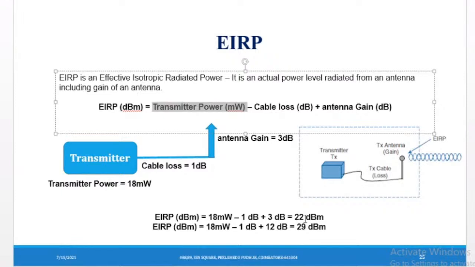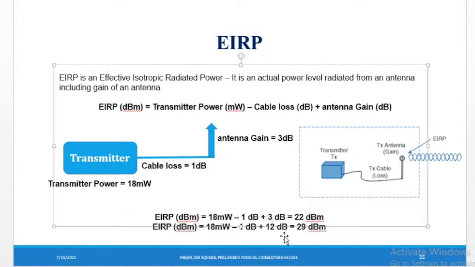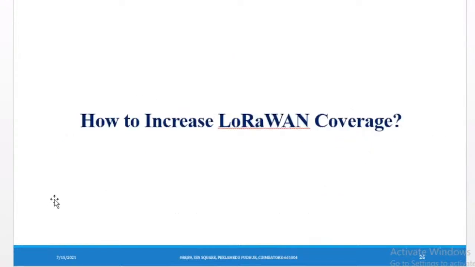So depending upon the site, we have to select that antenna as per the place. Either 3 dB antenna or 5 dB antenna, 12 dB antenna, we have to select. These remaining two parameters are default ones. This antenna we are going to choose as per the environment. So how to increase LoRaWAN coverage?